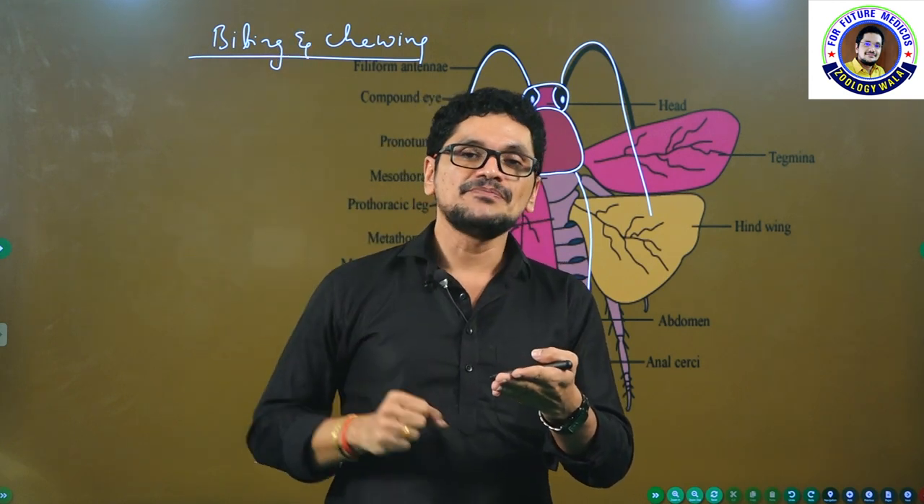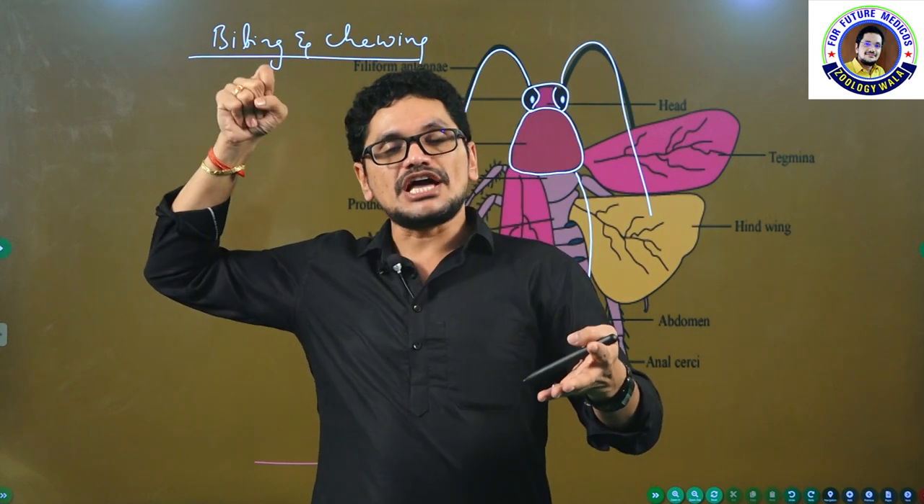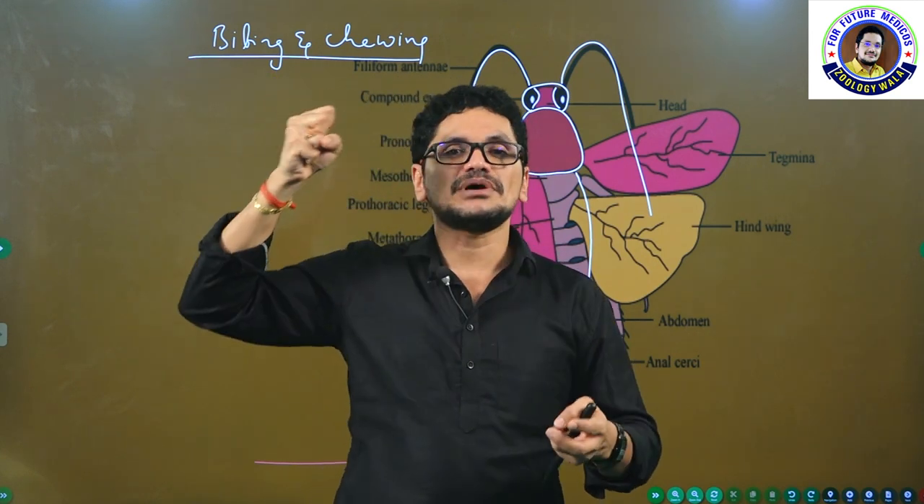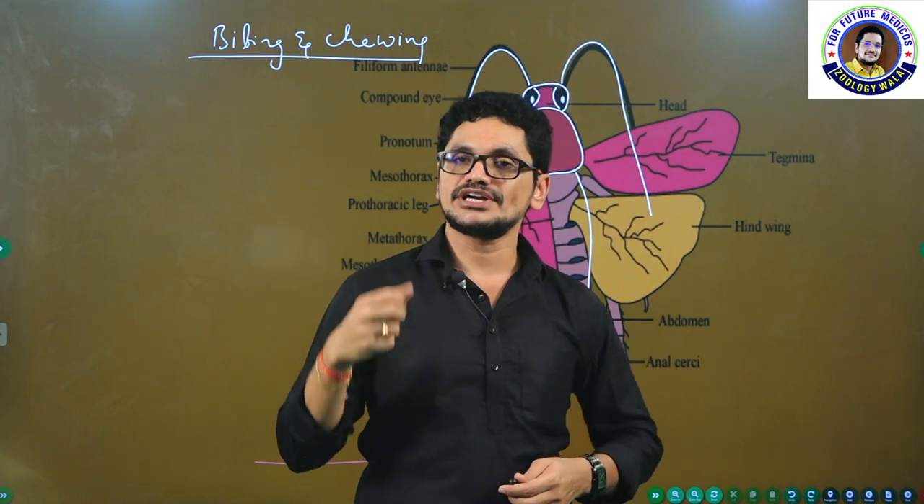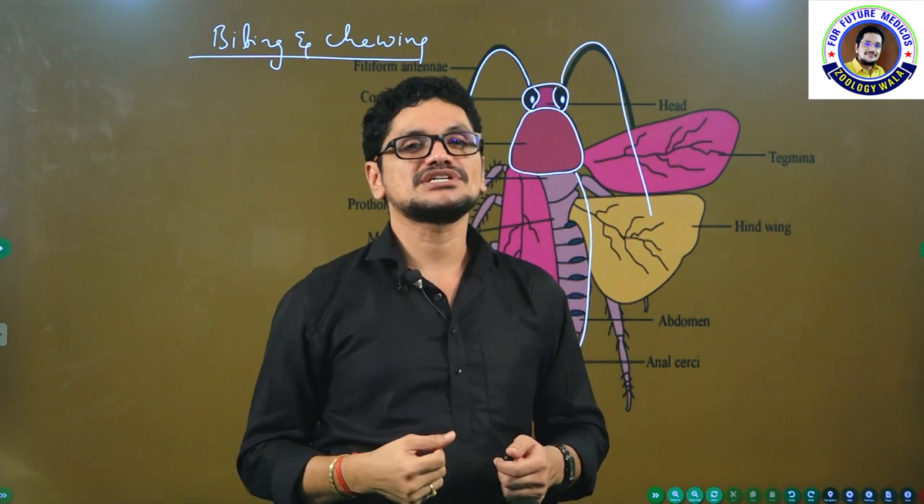They are seen in housefly. And butterflies, they have siphoning, means lapping. There are different types of mouth parts present. Lapping type of mouth parts are different types of mouth parts. Siphoning type of mouth parts are present.